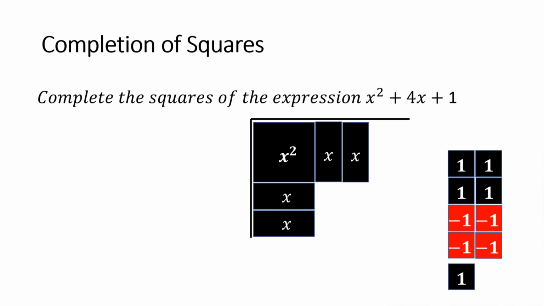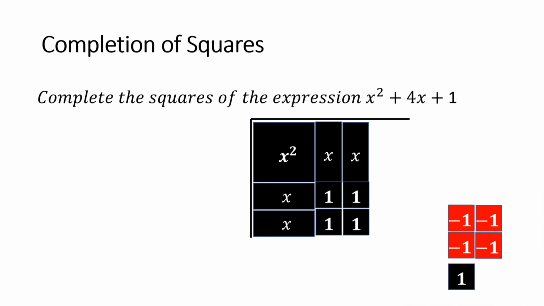We can now place the 4 unit tiles here so that we can complete the squares. But note that we have remaining 4 negative unit tiles and 1 positive unit tile. Remember, the negative and the positive cancel out each other because they are zero pairs. So we are left with this. This is our completed squares.